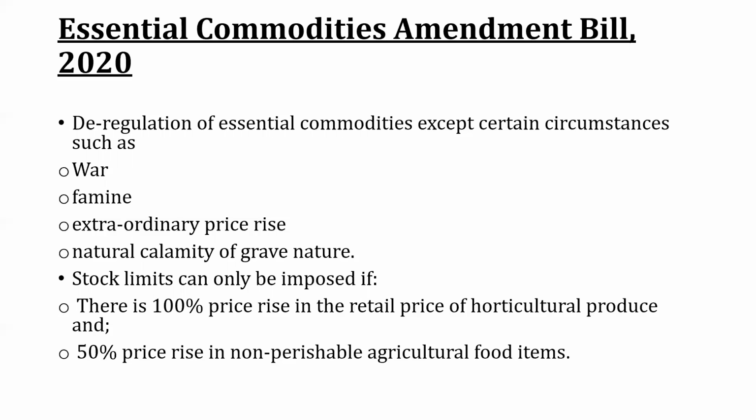Similarly, earlier the government could place stock limits and prevent hoarding. Now, these stock limits can only be imposed if there is a 100% price rise in the retail price of horticultural produce and a 50% price rise in non-perishable agricultural food items. So, the government's power to impose stock limits has been severely curtailed here. This has raised concerns that maybe farmers may resort to hoarding. So, this is something which the government needs to address, that practically how would this be implemented?